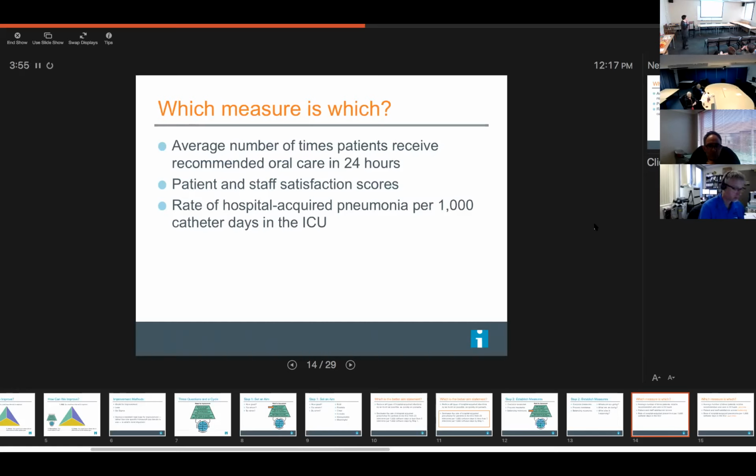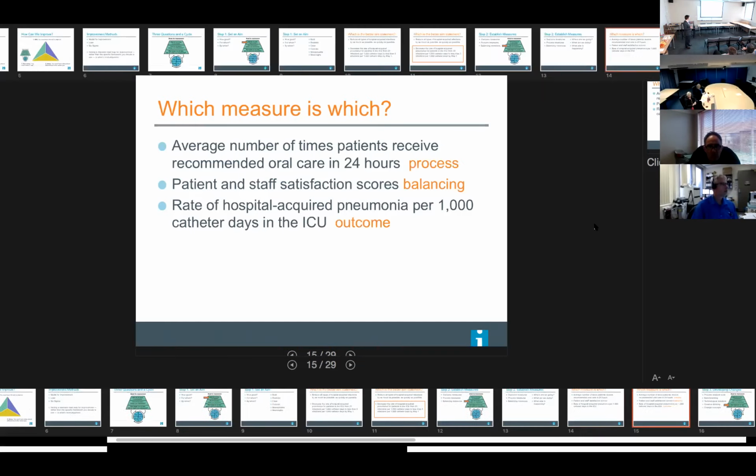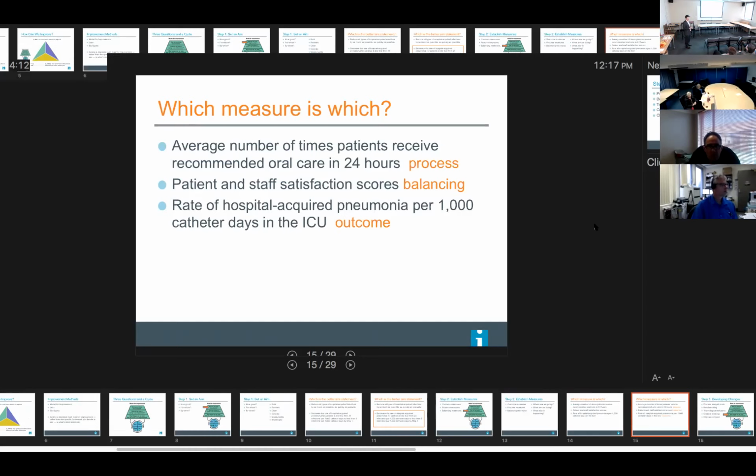Yeah. And then the second one, patient and staff scores. What would we think that one is? Balancing, yeah. And the rate of hospital-acquired pneumonia per 1,000 capital days. Outcome. Okay. Yeah. Well done. Can you just, I fell asleep with balancing. What is it again, balancing?